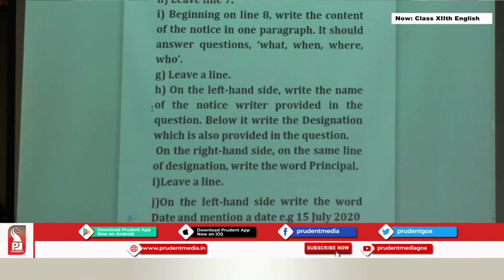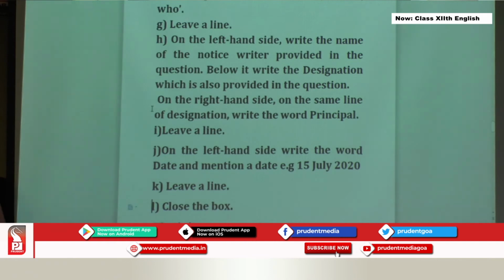So now your notice is written, completed. Leave a line. On the left hand side, write the name of the notice writer provided in the question. Below it, write the designation which is also provided in the question. It may be head boy, it may be secretary, it may be anything. On the right hand side, in line with the designation of the notice writer, you write the word principal. Capital P, and remember the correct spelling, P-A-L ending, watch out. Then you leave a line.